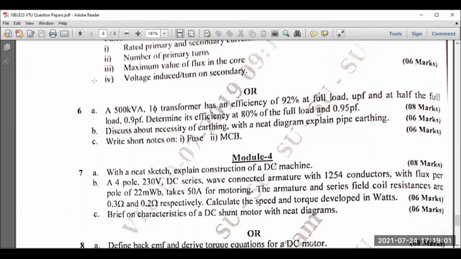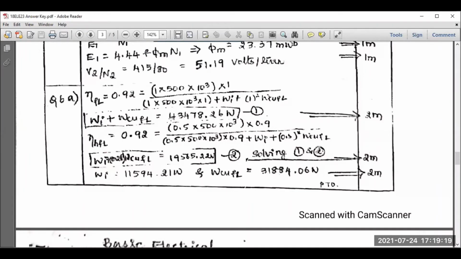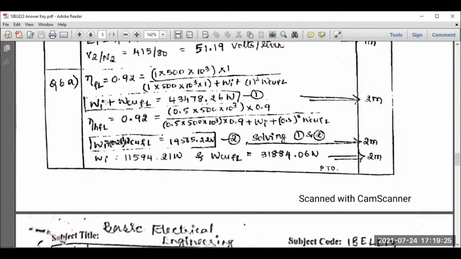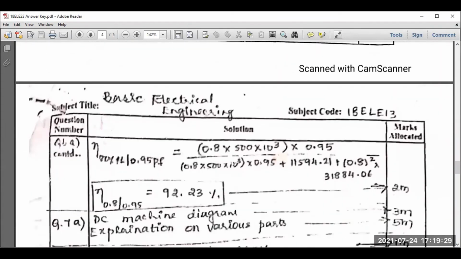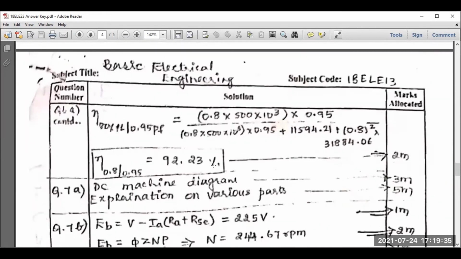So you have to recall the transformer efficiency topic. If you want, I will show you the key, how the key looks. You are supposed to recall the equation of transformer efficiency, full load efficiency. Then you are supposed to separate the copper loss and iron loss. Then you will calculate the efficiency at full load and 0.95 power factor. You can recall the equations. Then your job will be easy.